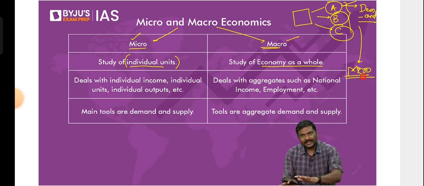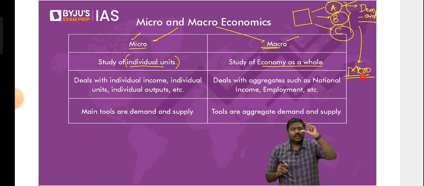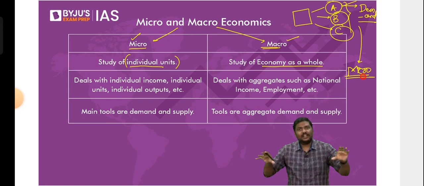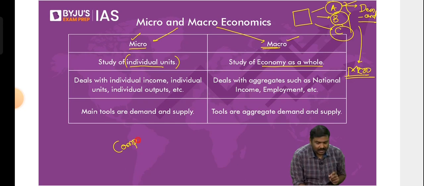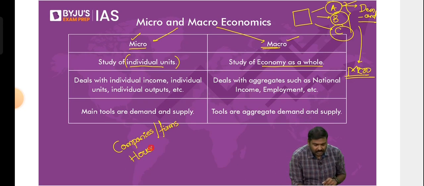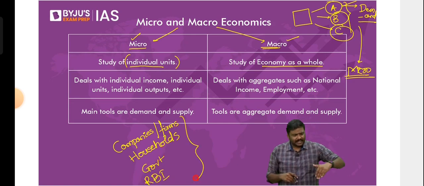Now rather than looking at the house, look at the whole Indian economy. Can I divide the whole Indian economy like this? There are companies or firms. There are households. There is government, and there is the Reserve Bank of India. These are the units which are present in the economy.